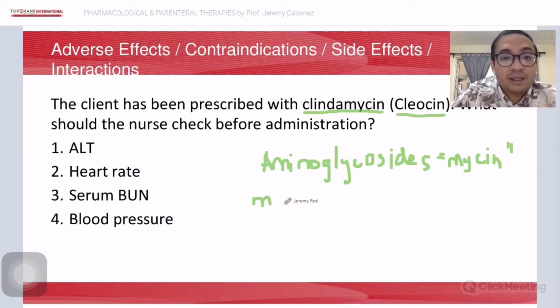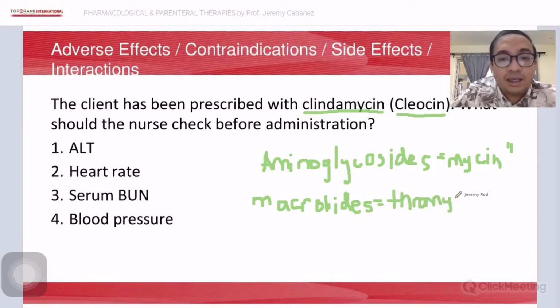Iba din yung drug na tinatawag mong macrolides, antibiotic. Ano naman yung mga macrolides? Macrolides, antibiotic, are the antibiotics that end in thromycin. Ano ba yung mga thromycin natin? Example, erythromycin. Ano pa? Azithromycin, clarithromycin. So they are the drugs that end in thromycin.